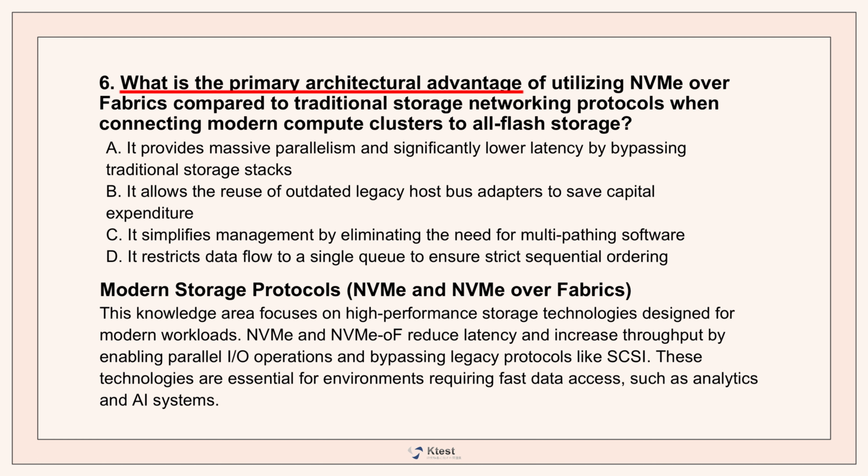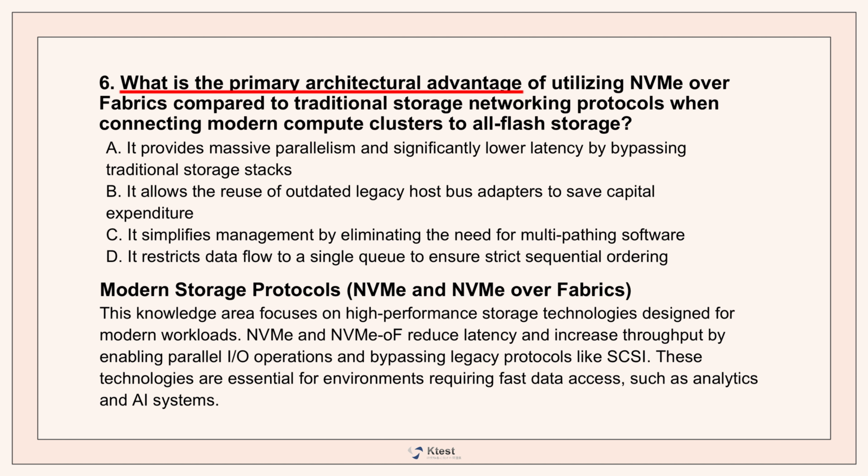NVMe over Fabrics is a massive leap forward. I always hear this analogy that traditional storage protocols are like a single-lane dirt road, whereas NVMe is a 100-lane superhighway. That is exactly right. The limitation of traditional storage stacks, like SCSI, was the protocol itself. It forces all storage commands into a single queue. Like option D says. Okay. So option D is actually describing the old way. Exactly. Option D is a trap. It actively contradicts the purpose of modern protocols.